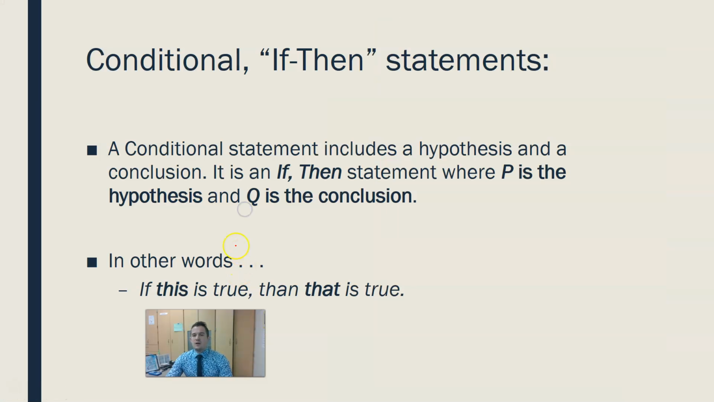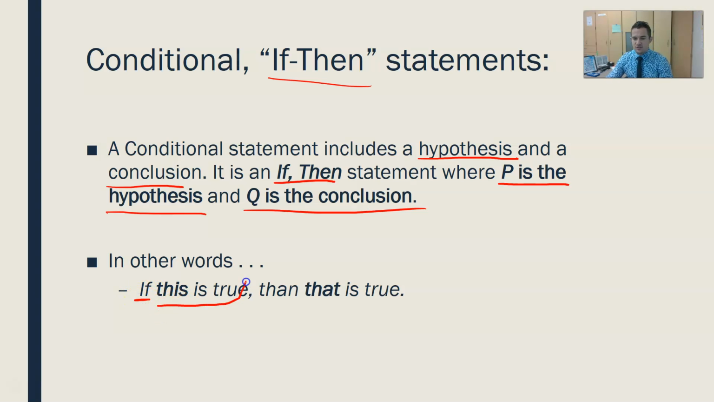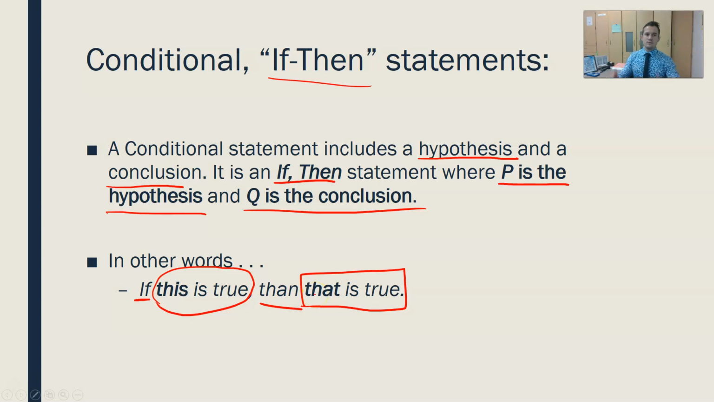Anyways. So, a conditional statement I also will sometimes call an if-then statement. A conditional statement includes a hypothesis and a conclusion. It is an if-then statement where P is the hypothesis and Q is the conclusion. In other words, if this is true, then that is true. So if my hypothesis is true, if P is true, then this conclusion, Q, is true. So if P, then Q.